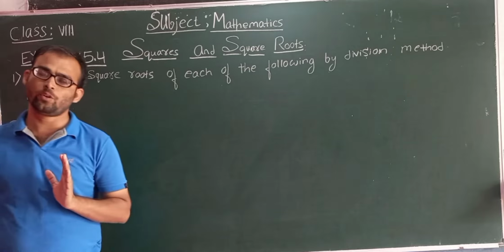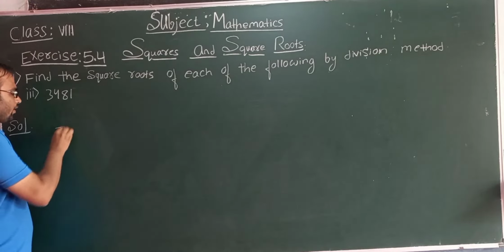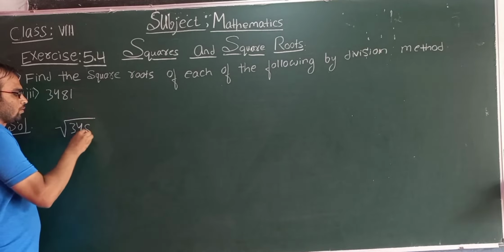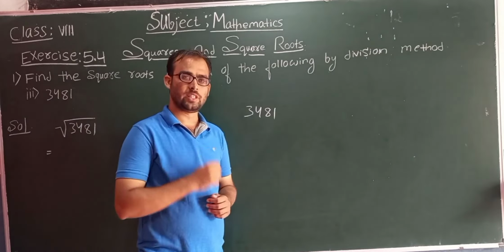3481. So now what we need to do? We need to find the square root of this number, that is 3481. Okay, so we will find the square root of this number using the division method. Students, here we have written the number.